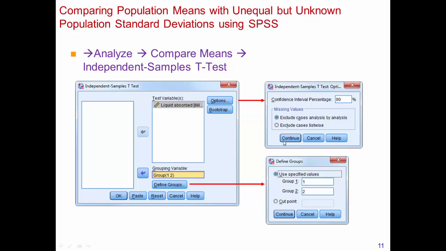Then we go into our options. By default, the independent samples t-test in SPSS is going to do a 95% confidence interval. We're doing 90% because we want to compare our results to what we found in our manual analysis. So again, we hit continue, we hit continue again, and we hit OK, and then we can move on to our output.